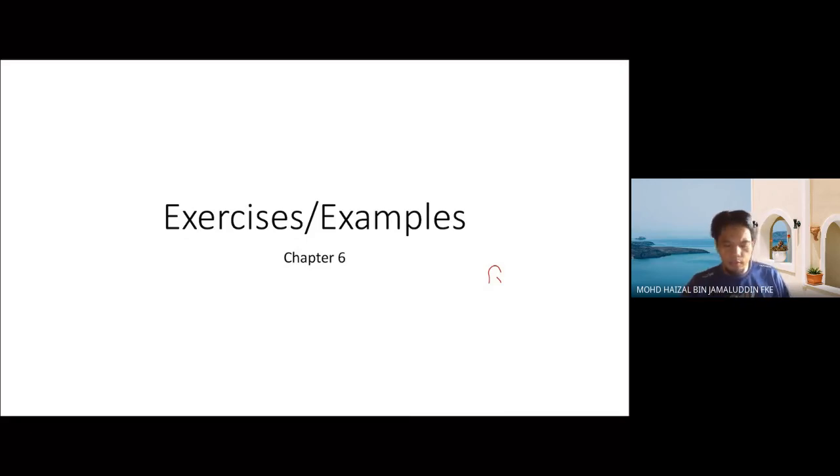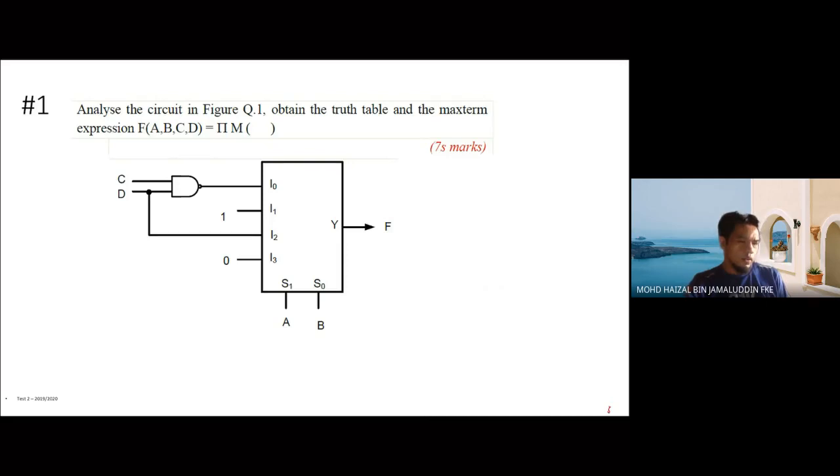A few examples, I think maybe the step-by-steps are important on how to solve the questions. Example number 1. Analyze the circuit in figure Q1, obtain the truth table and next term expression. So, okay, based on the picture, the example of last year test 2 question on multiplexer. Okay, so the question asks to do the truth table and to fill out the next term.